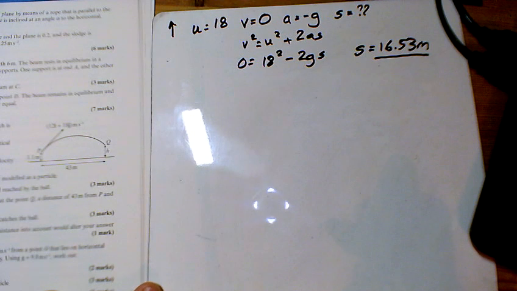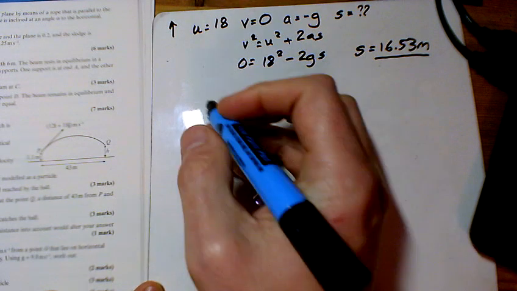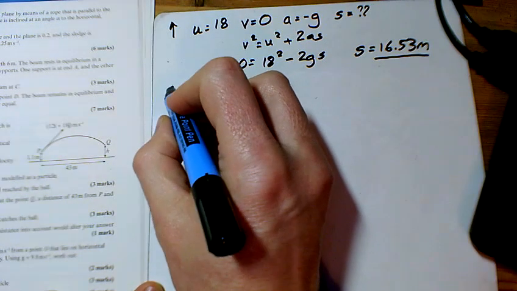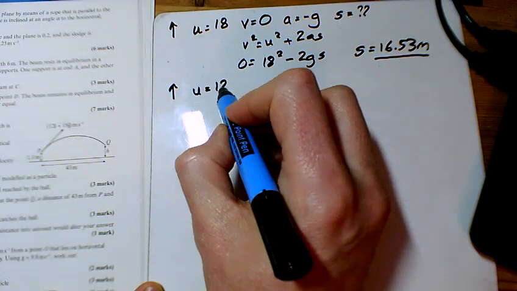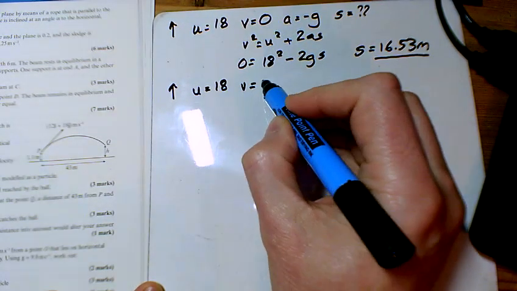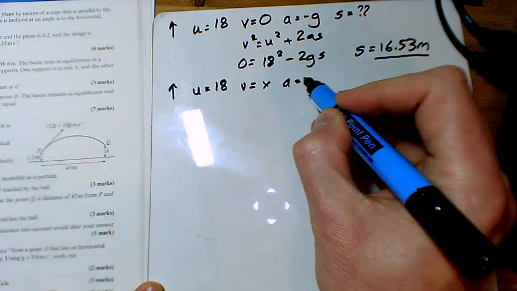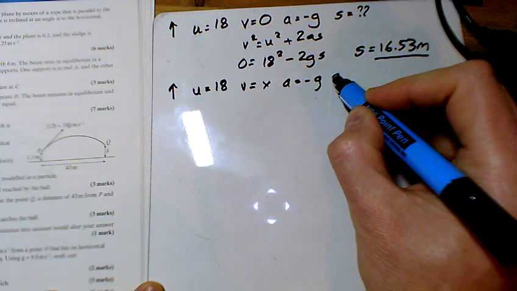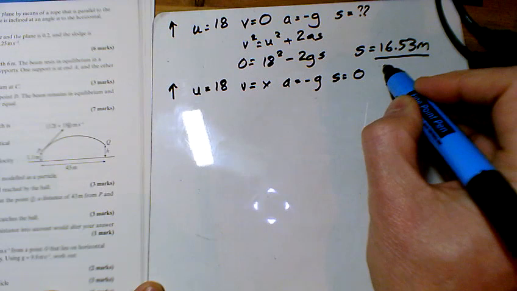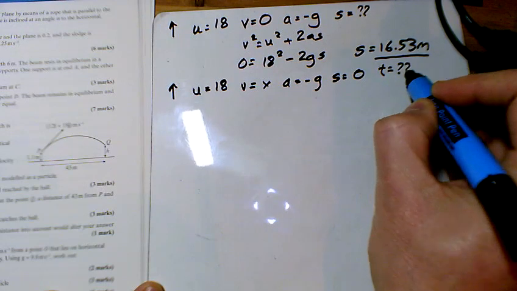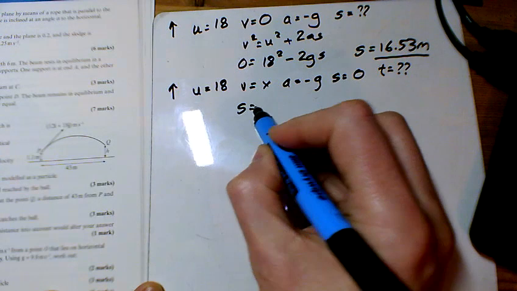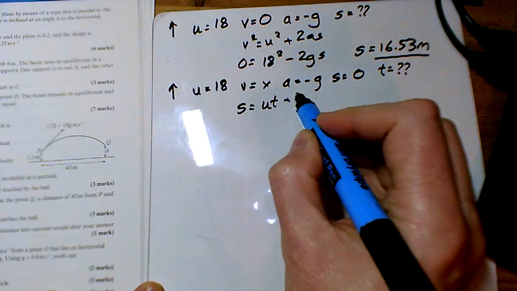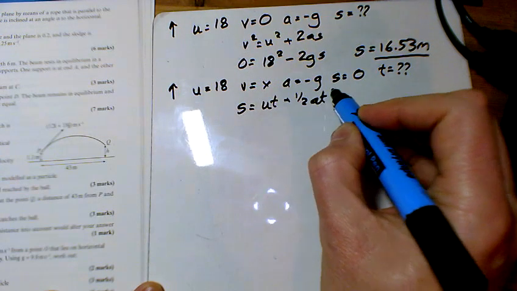Okay, so for part B, we want to know how far it's travelled. Well, anytime we're doing how far it's travelled, of course, we start with the vertical again, because we want to know when it hits the ground. So we want to know when s is equal to 0, and how long does it take until it hits the ground. And so for this, I'm going to use s equals ut plus a half at squared.